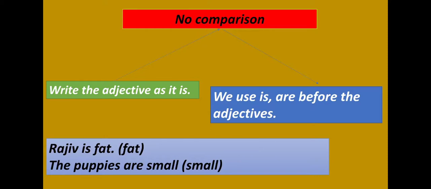Let's look at another example. The puppies are small. So, within the bracket, we have the adjective small. Now, we're going to write the word as it is because the puppies are not being compared to anybody.